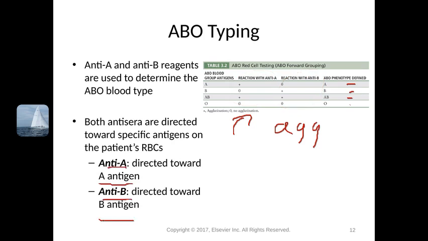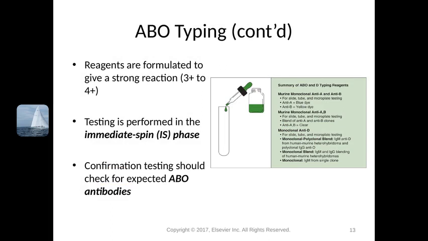But what ends up happening is that as we get older, our immune system gets older, so it doesn't work as well, and we slow down our production of antibodies, and we will see a decrease in our reactions as well, but typically only in our back typing. Our front types will typically have the 3 plus to 4 plus reaction, but our back type will start weakening as we get older. And then we will also check for expected ABO antibodies. We'll show you that in the reverse type.